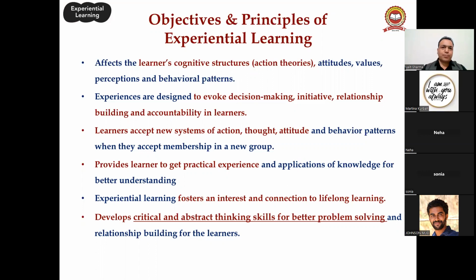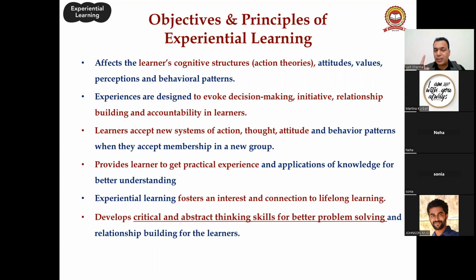Number first is affects the learner's cognitive structure. Dekho, the first point is very important. So guys, when you are teaching the student, the first thing is that you have to strike on the cognitive structure. Cognitive kya hota hai? Internal, inside, right? Cognitive structure means, okay, it is written: attitudes, values, perceptions, behavioral pattern. All 4 things are inside a mind. This is called cognitive.